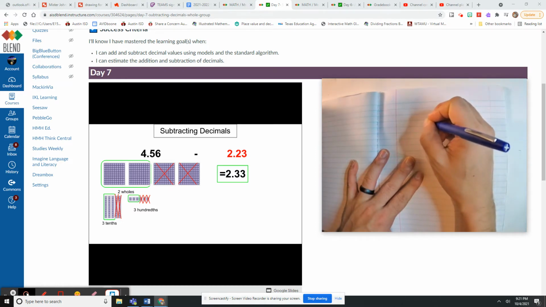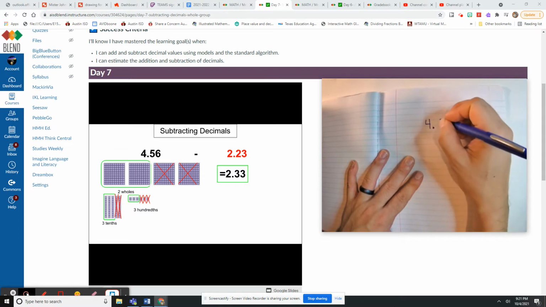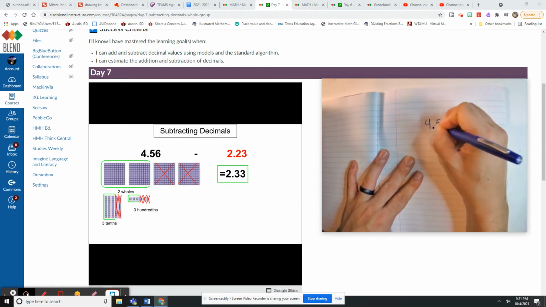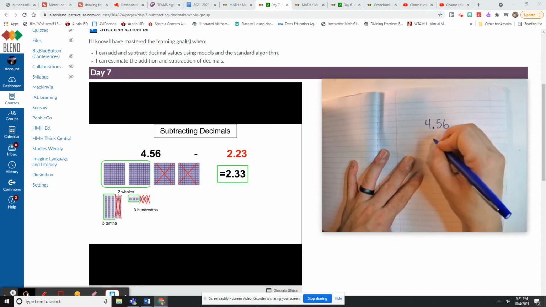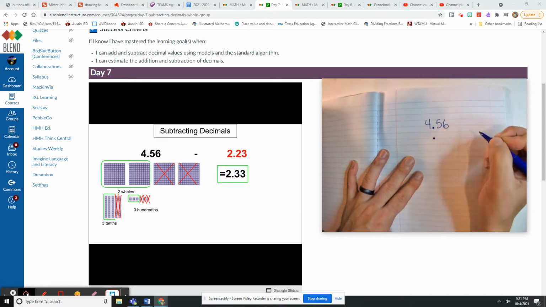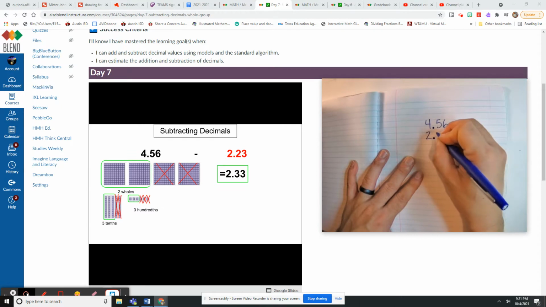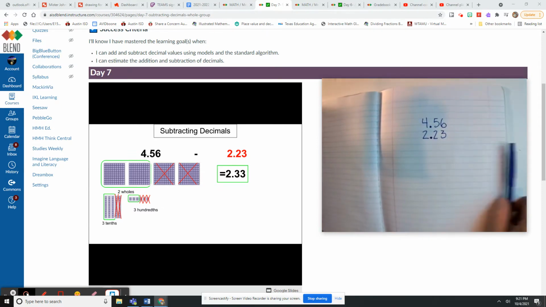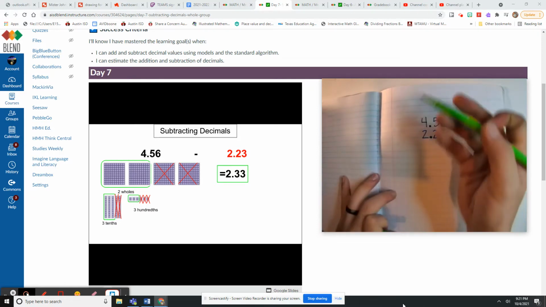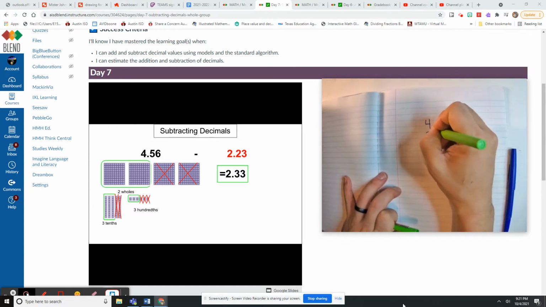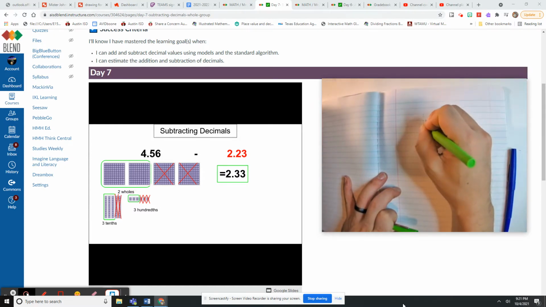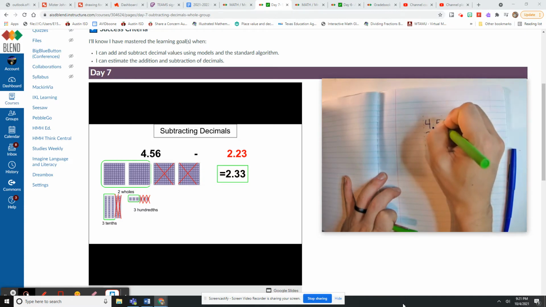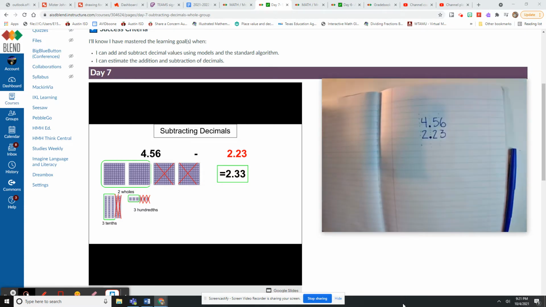So we need to put, since this is subtraction, of course, the number with the largest value goes on top. 4 and 5600ths, right? And also line up your decimal point, line up your place values. Our second number is 2 and 2300ths. Notice once again that my decimal point and my place values are all lined up. As you can see, the decimal point is in a straight line. My place values line up perfectly. They do not go diagonally or anything like that.